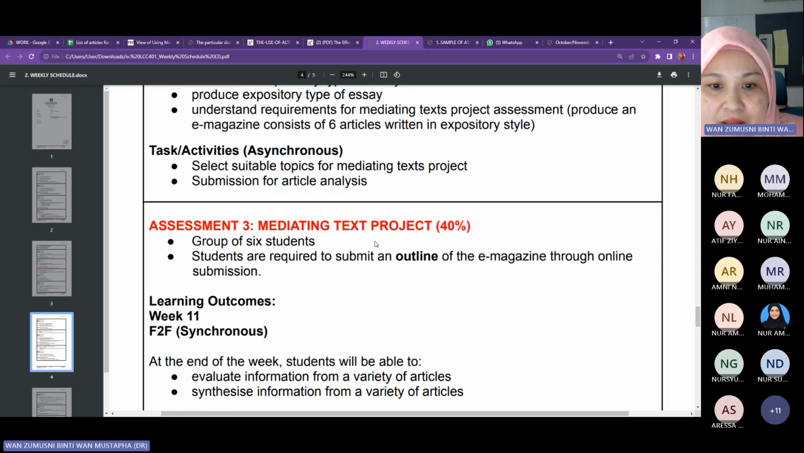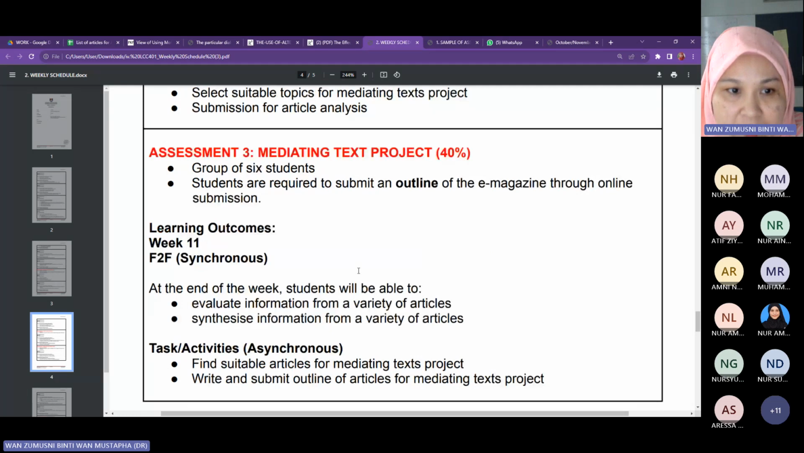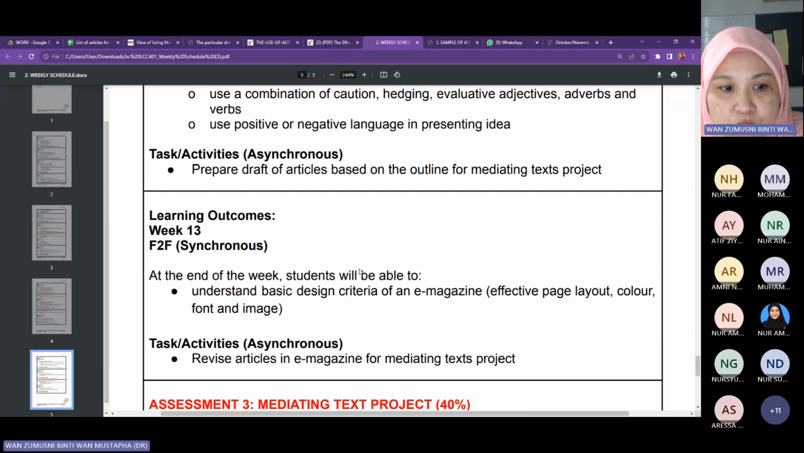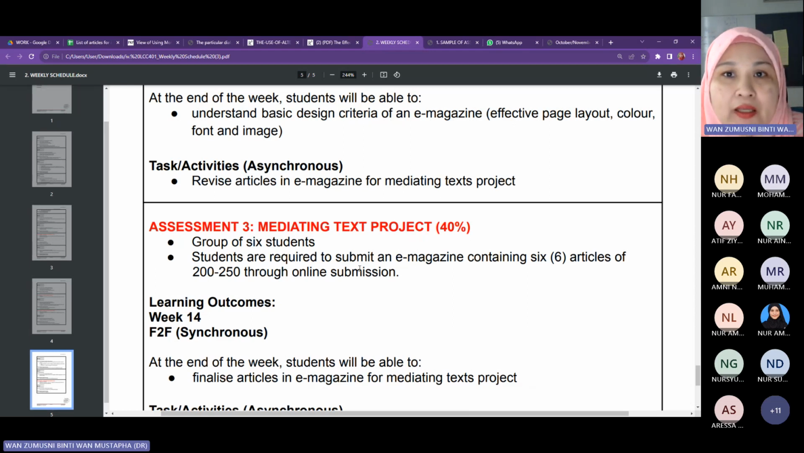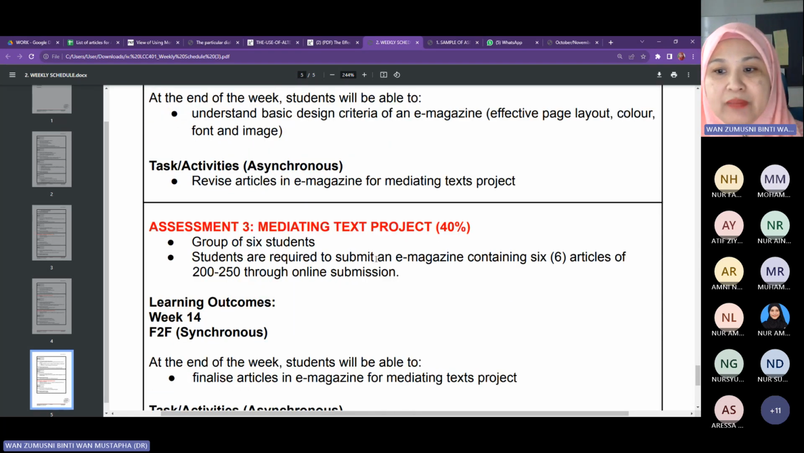Assessment 3, mediating text project. That's why I'd like you to, because it's already week 6, it would be good if you can start working on the articles, yeah. Instead of waiting to week 10, where you never know, okay, you're going to be busy with your presentations, with your assessment. It's better for you to start early on article analysis and also mediating text project. That's on week 11, but it is due in week 14. But as you know, week 14, you're going to be busy with non-final assessment. So it's better if you start early, because assessment 3 is an e-magazine.